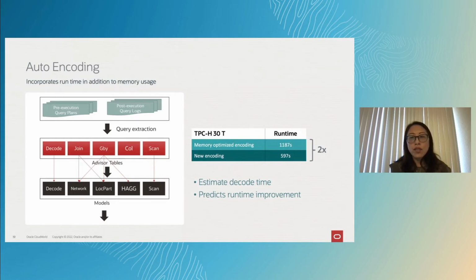With the TPCH 30 terabyte data, we are able to see, comparing the top one, the memory optimized encoding, where an experienced user does handcrafted encoding, versus using the suggestions from auto encoding, that the runtime with auto encoding is actually 2 times faster than the hand coded encoding.